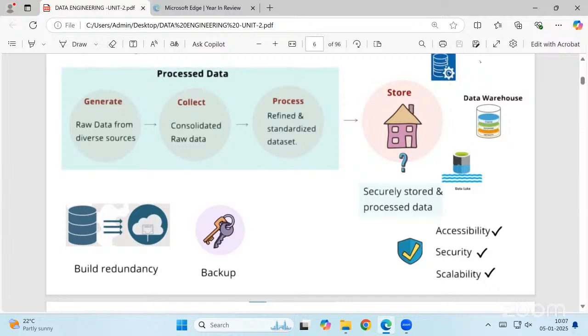Scalable means the size of the storage location can be increased whenever required. Why? Because nowadays, we don't know at what speed data gets generated every time. So how much storage you need to take as a backup, we don't know. It means we have to increase the size of the storage capacity, upgrade it whenever required, and that is called scalability.